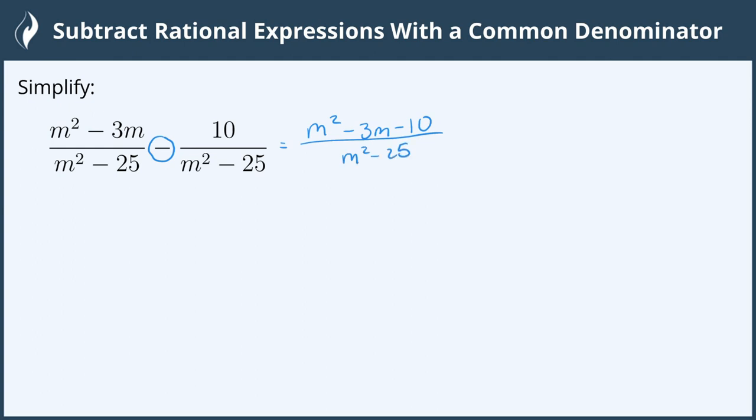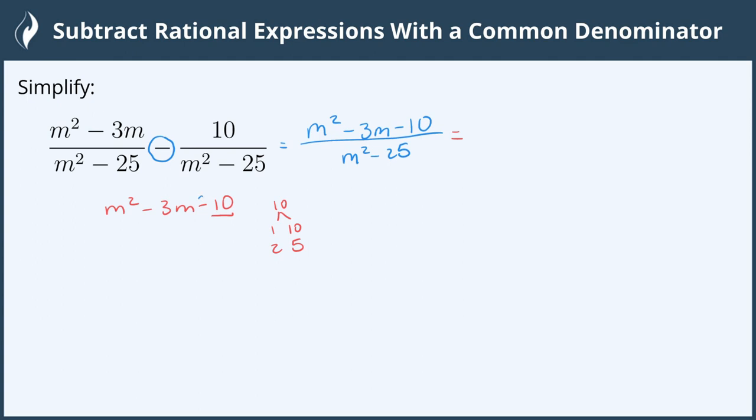Now that we've gone ahead and combined them, we're going to see if we can simplify this by factoring the numerator and the denominator to see if we have any common factors. And so let's go ahead and we'll do the numerator first. M squared minus 3m minus 10. We'll look for factors of c, which is 10. 10 has factors of 1 times 10 and 2 times 5, and that's it.